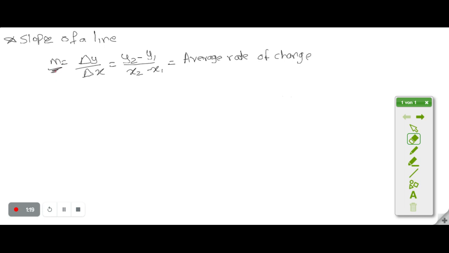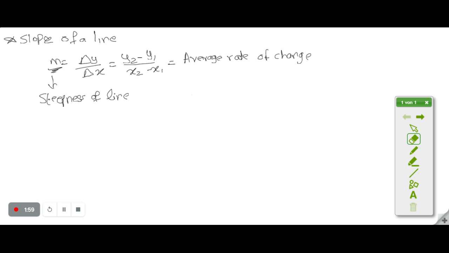What is the idea of calculating the slope? It basically calculates the steepness of a line. For example, you have some slope that defines a steepness towards downward, so that line would look something like this, or the line can be going upward. This is just defining the steepness of a line, and this is also called the average rate of change.